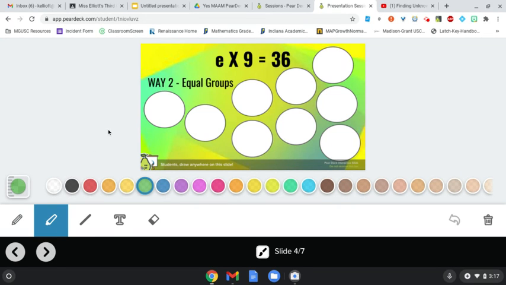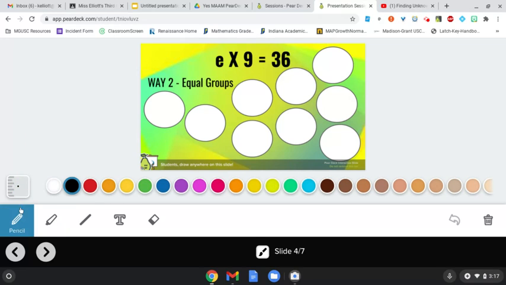Now we're going to go to our way number 2. Way number 2 is to draw equal groups. Now, you all know that I prefer equal groups, and that's just the way my mind works. I like those equal groups. You do not have to use equal groups. If arrays are the way that your mind sees it, it's more than okay for you to use.